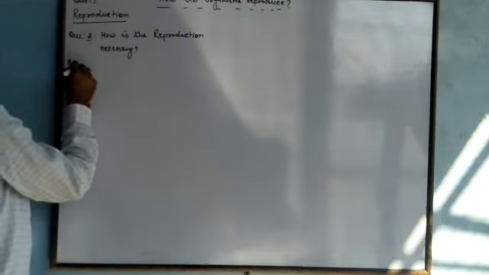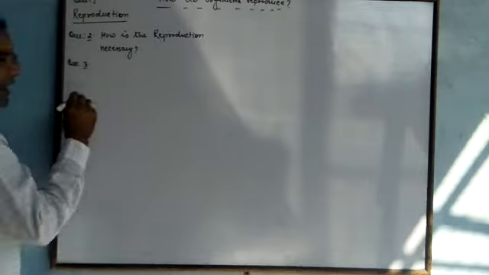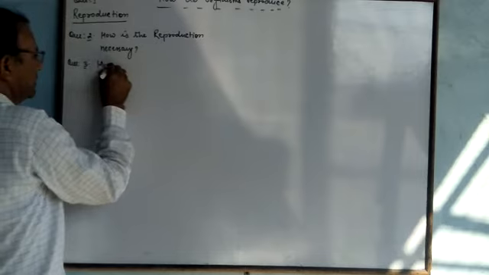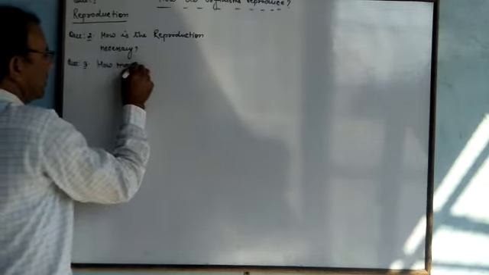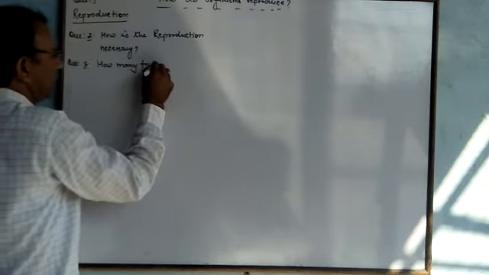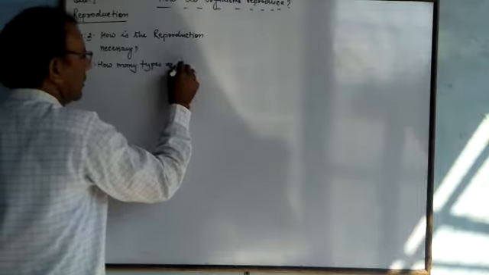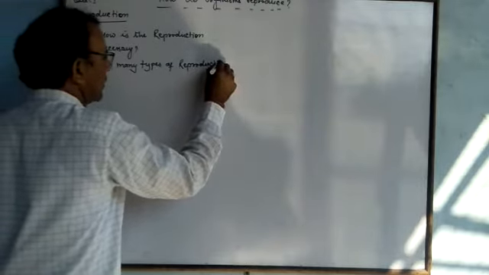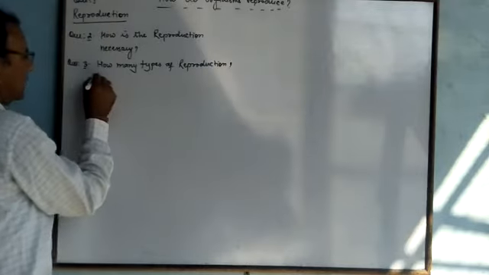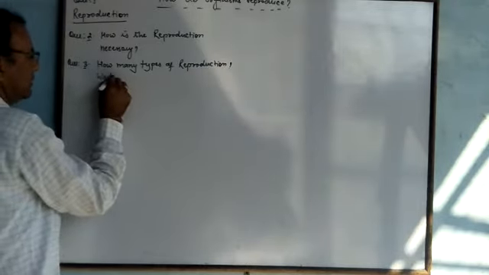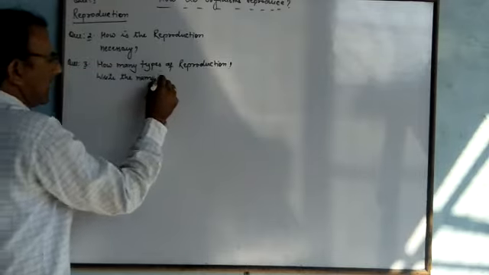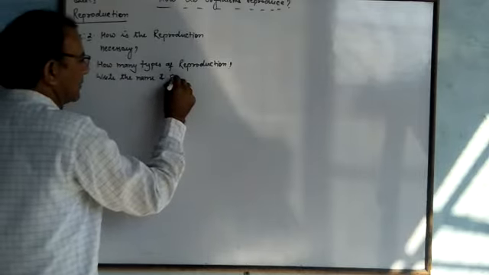And the next question is how many types of reproduction? Write the names and explain.